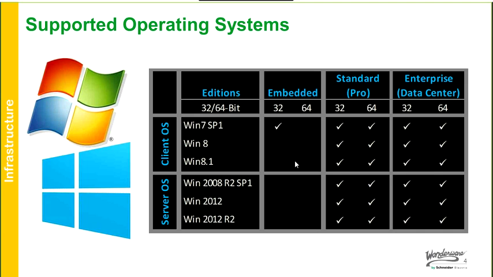So the operating systems. When we look at this for 2014 R2, we can see on the client side that we are supporting the operating system from Windows 7, Service Pack 1, all the way up to Windows 8.1. And we support both the standard editions and Pro, Enterprise, and Data Centers. If we go to the embedded systems, we support only the 32-bit operating system on that one. On the server operating system side, we are supporting at this moment Windows 2008 R2 Service Pack 1 down to 2012 R2. And this is also in the standard, professional, enterprise, and the data centers.